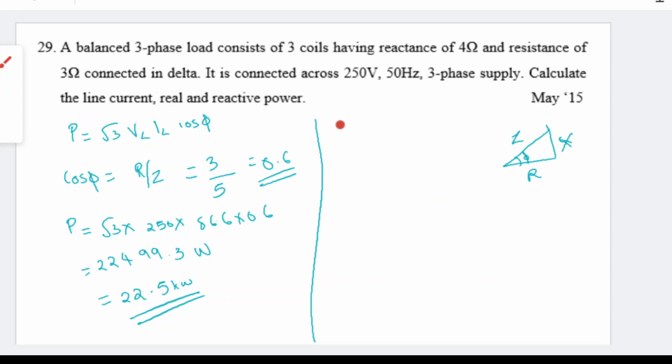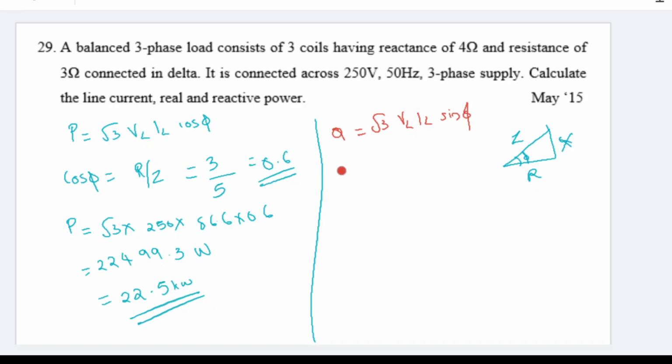So how can you find out the reactive power? The reactive power Q is equal to root 3 VL IL sin phi, isn't it? So we can find it out. Cos inverse of 0.6 will give you the angle phi. Then you can take sin phi. Then you can multiply it with root 3 VL IL.